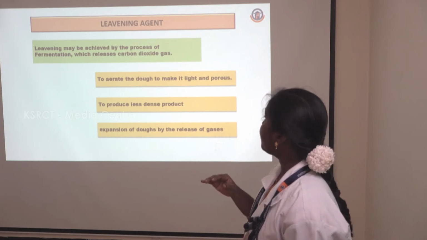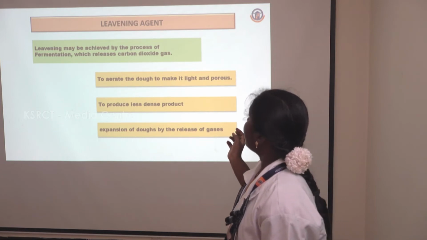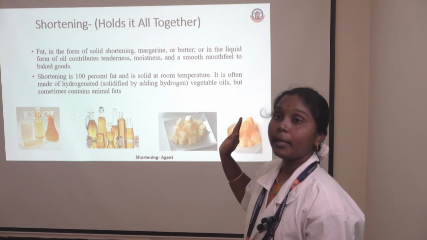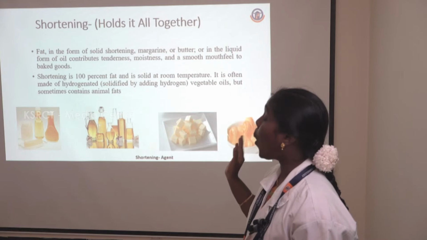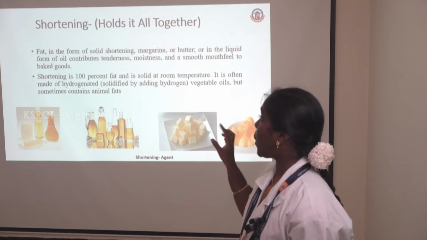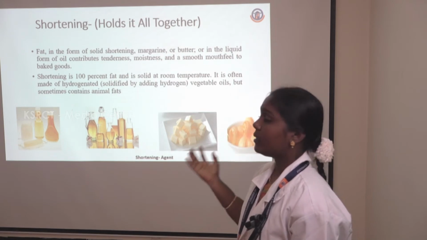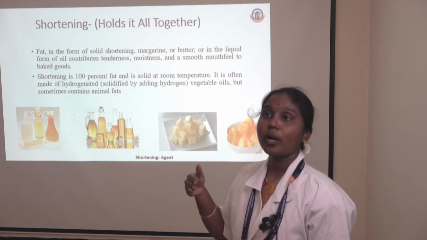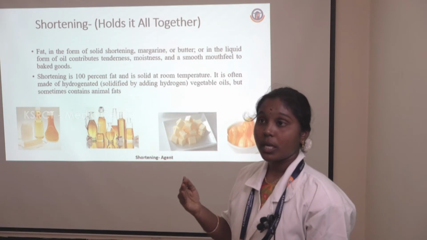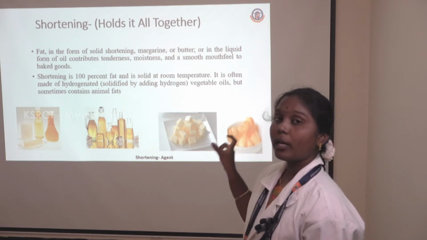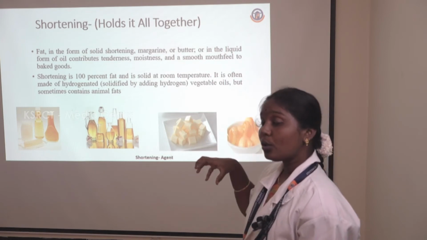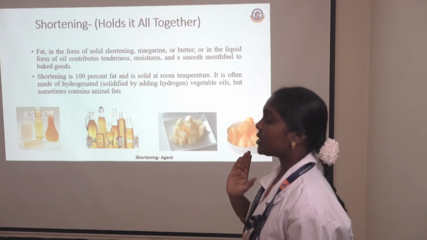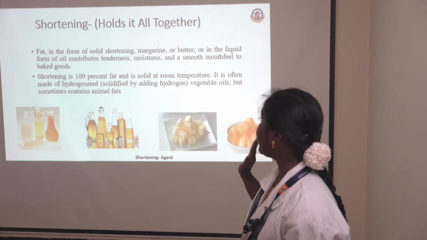Next, the shortening component. This is also one of the major ingredients used in the baking product preparation process. It holds all the ingredients together, so it is called the shortening component. We are using many ingredients: I have already told you the major ingredients and minor ingredients. In minor ingredients we use water, and in major ingredients we use flour and so on. This particular shortening component plays a major role in bringing all the components together to make the dough properly. A shortening agent is nothing but 100% fat that is solid at room temperature.